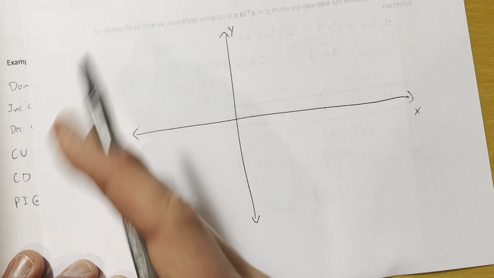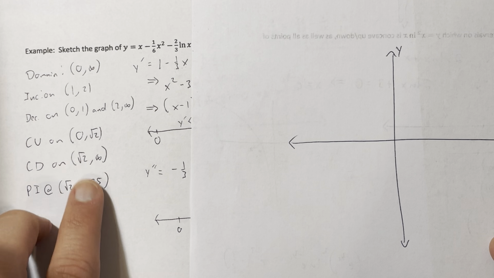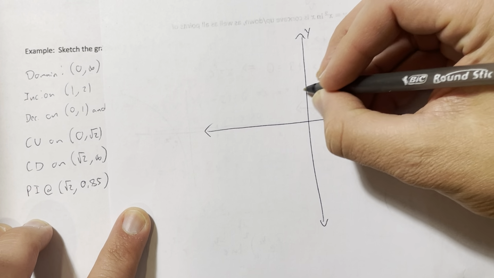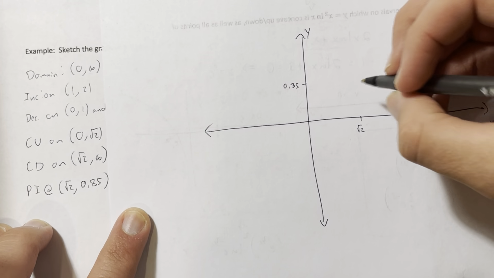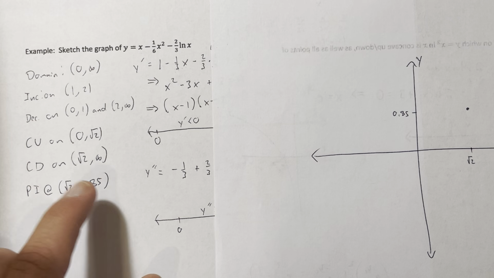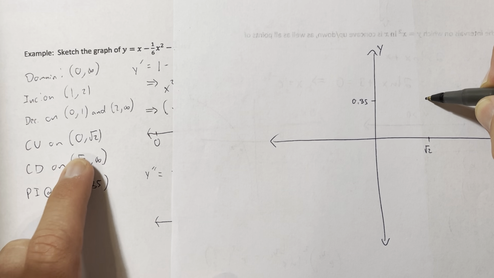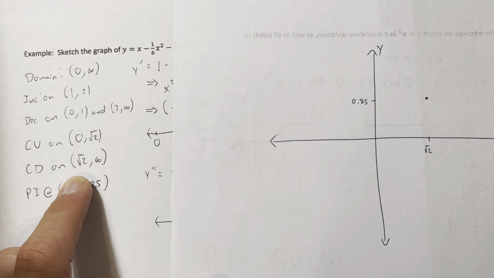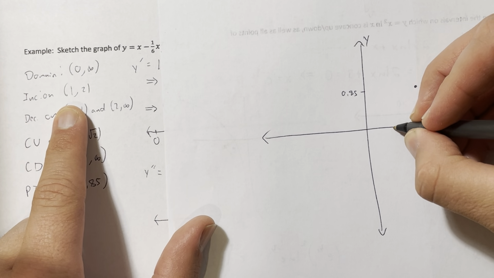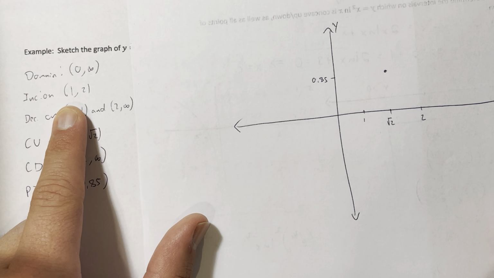Our function is not defined to the left of the y-axis because the domain is 0 to infinity. I have an actual point that I know exists on this graph, root 2, 0.85-ish, right? So right there is going to be this point that's on the graph. Now, we know that we are concave up from 0 to that point and concave down from that point onward. And we also know that we're increasing on the interval from 1 to 2. 1 is going to be over here somewhere. 2 is going to be over here somewhere. Root 2 is between those two values. Okay?